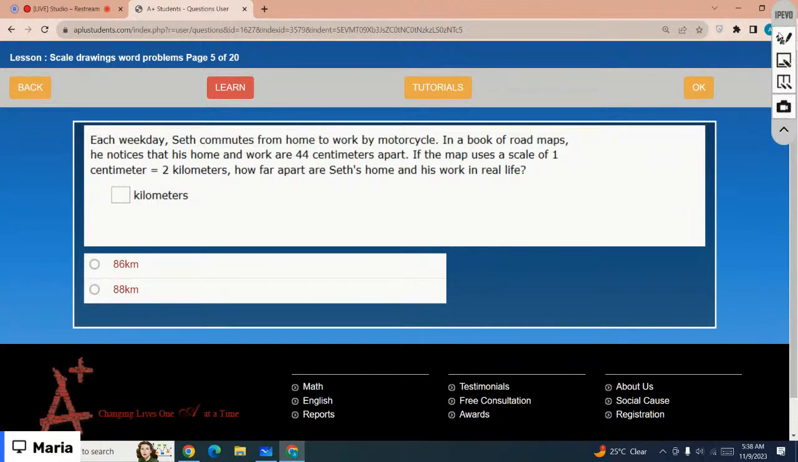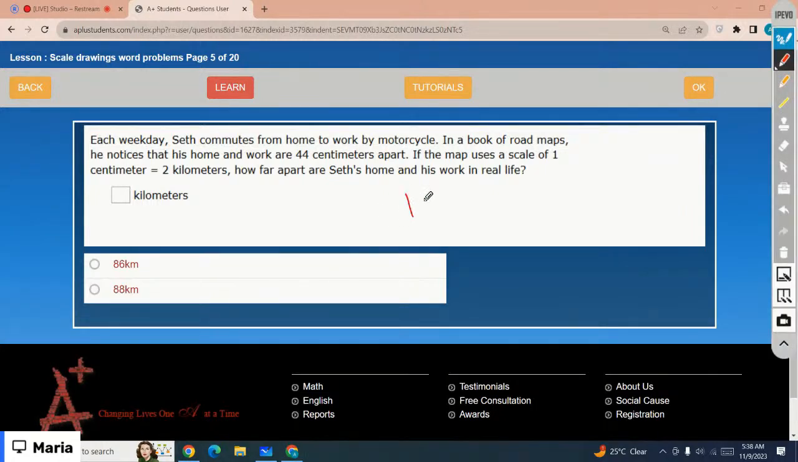So basically you are given the unit scale that is 1 centimeter to 2 kilometers, right? And you are given in the map that is 44 centimeters. You have to calculate how far apart are Seth's home and his work in real life, right? So 1 times 44 is 44. You have to do 2 times 44. So 1 times 44 is 44 and 44 times 2 is 88. So the correct option is 88 kilometers. Sorry, not centimeter. The correct option is 88 kilometers.